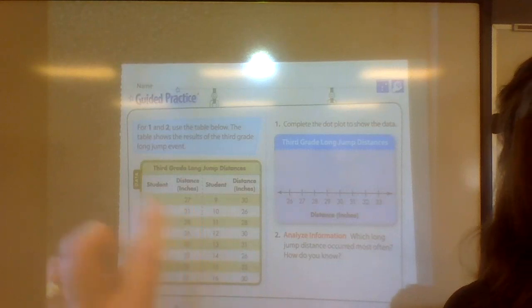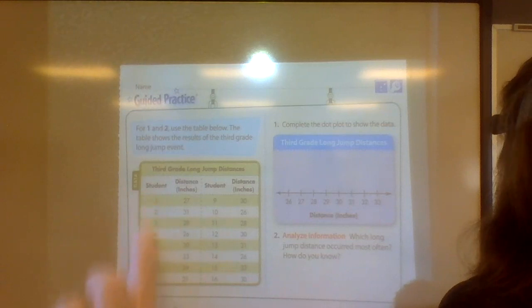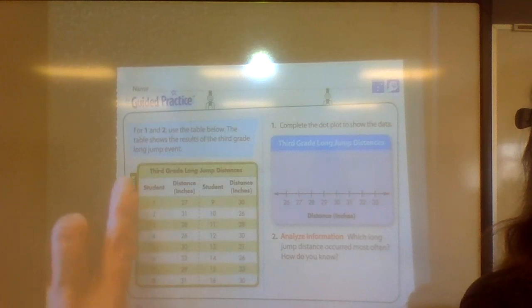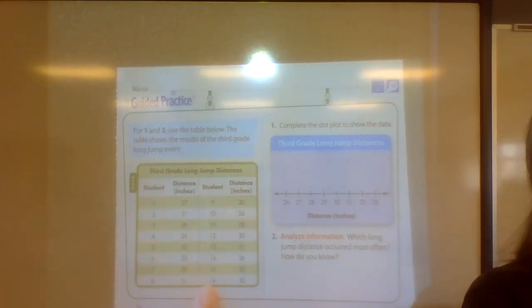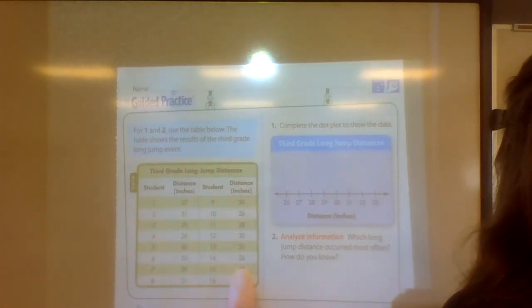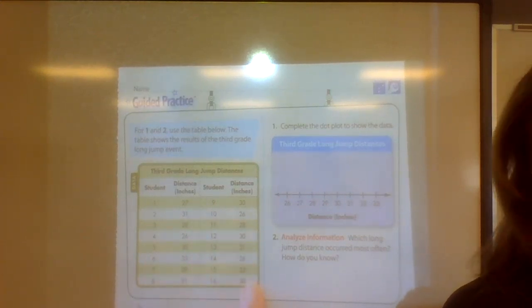So do not, this is almost like numbering your paper for a spelling test. These numbers don't really mean anything as far as the data goes. This is just numbering the pieces of data. So there's going to be 16 dots that are going to be represented on this graph. That's all that means. So don't confuse that. It doesn't have anything to do with the data. The number of distances, the inches that they jumped, is the distance, and that's what we're recording.